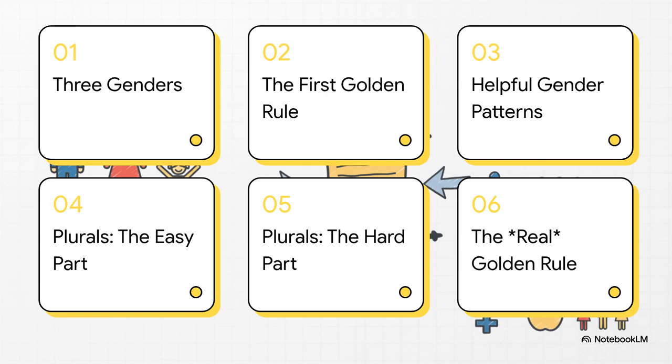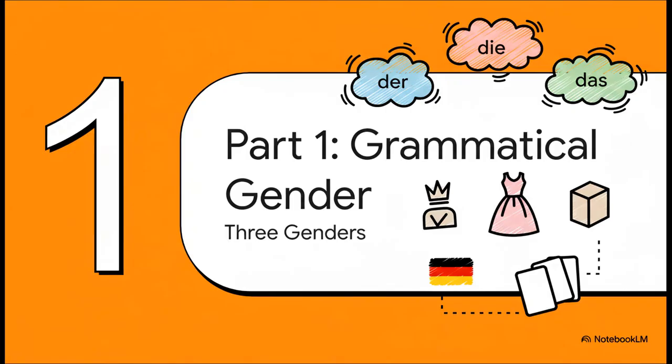We'll start with the three genders: der, die, and das. Then, I'm going to share the first golden rule that you absolutely have to know. After that, we'll look at some patterns, and then we'll tackle plurals. First the easy part, then the hard part. And we'll finish up with what I call the real golden rule, the one that's going to save you so much time later on. All right, let's get into part one, grammatical gender.